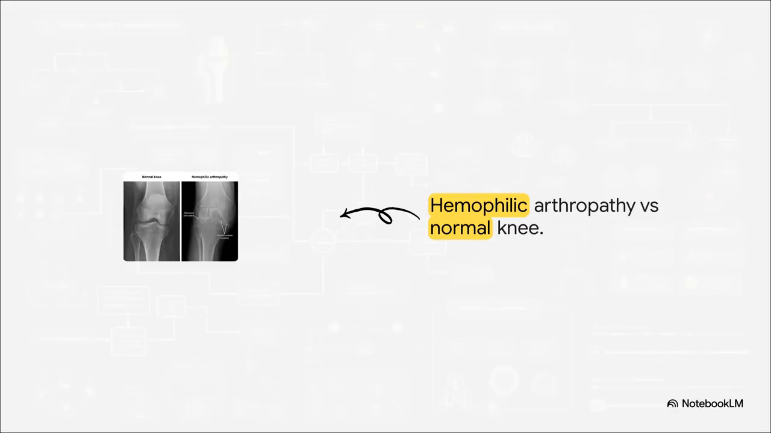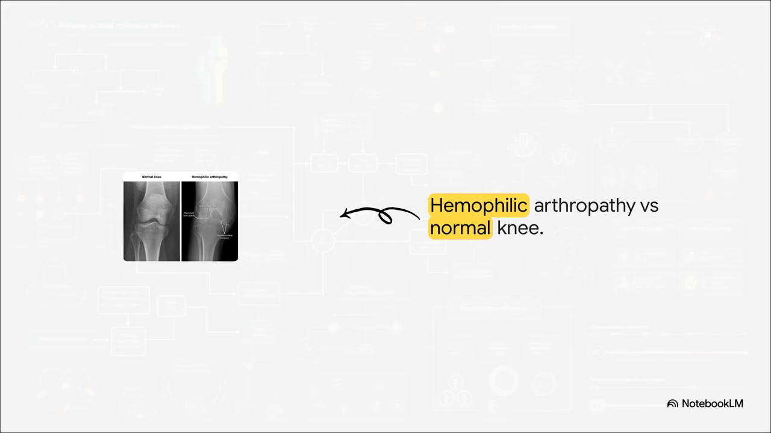For inherited factor deficiencies, think hemophilia A, which is a factor 8 deficiency, or hemophilia B, which is factor 9. The classic presentation is deep tissue bleeding. Compared to a totally healthy joint, recurrent hemarthrosis, or bleeding into the joint, causes iron deposition and synovial inflammation. This leads to chronic joint space narrowing and articular surface erosions.